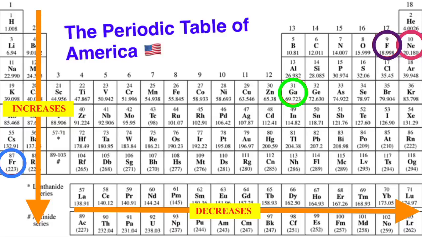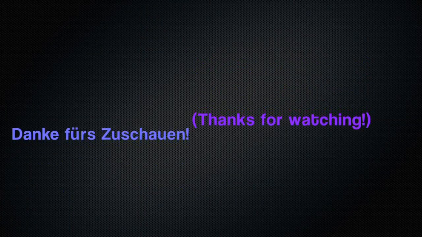Atomic radius decreases across the periodic table of America and increases down the periodic table of America. And electronegativity, electron affinity, and ionization energy increase across the periodic table of America and decrease down the periodic table of America.